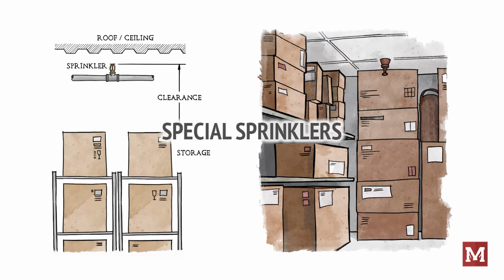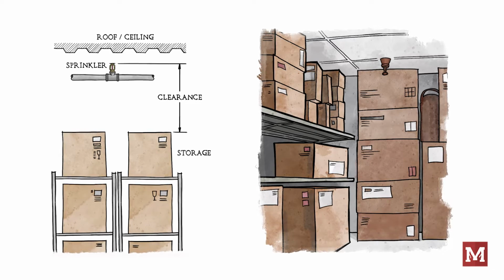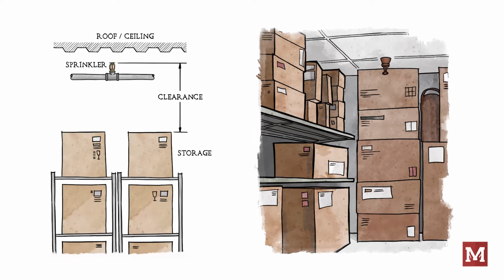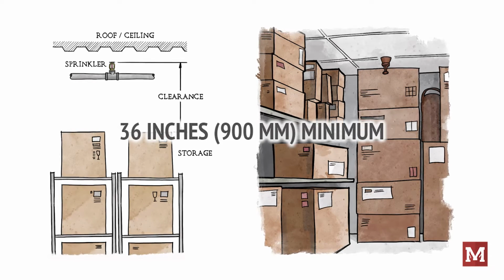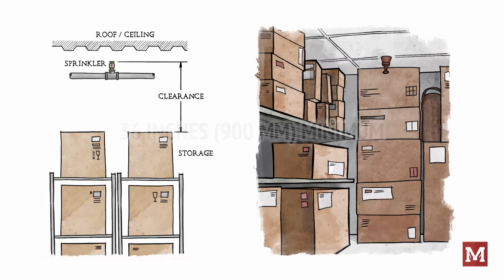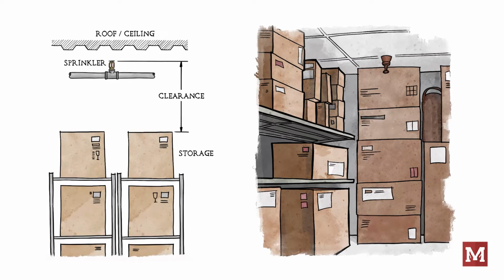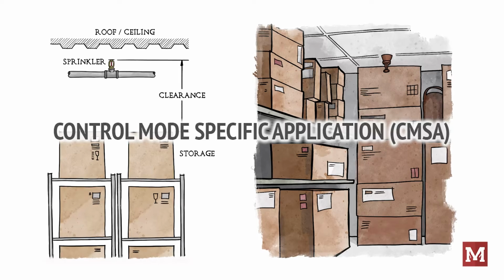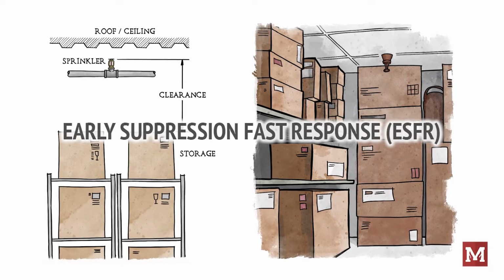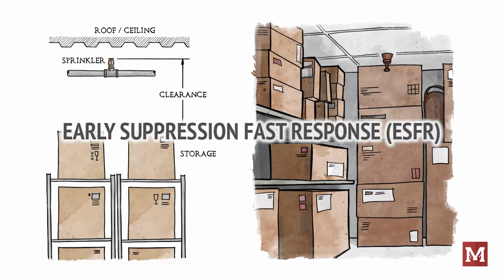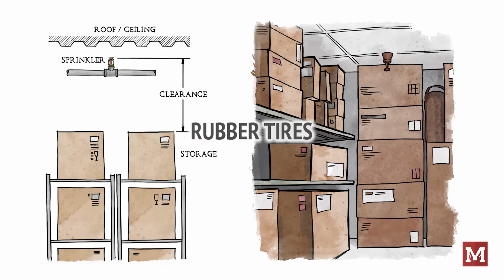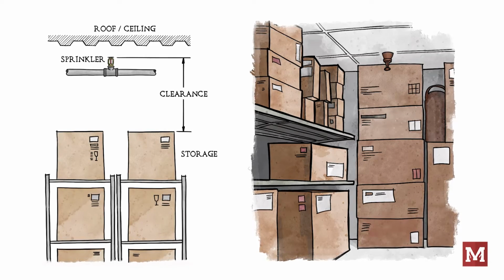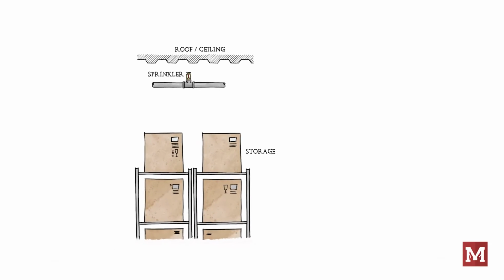For special sprinklers, or where other standards or product listings dictate more than 18 inches, a minimum of 36 inches or 900 millimeters must be provided between the deflector and the top of storage. This includes control mode specific application, or CMSA, early suppression fast response, ESFR, sprinklers, or anywhere rubber tires are stored. This comes from the same section of NFPA 13.